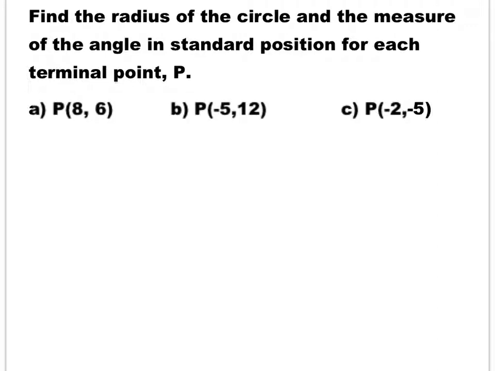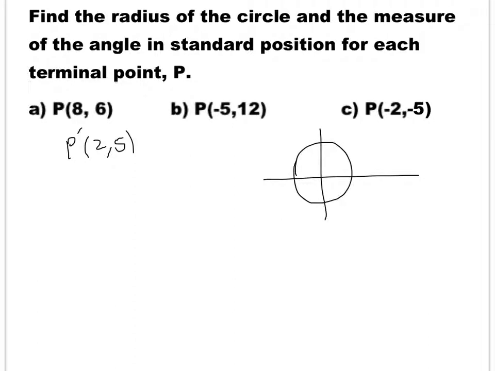So let's do the last one, which is (-2, -5). I said whenever you get a point, if they have the sign for x and y, just drop the sign. So let's say we are going to deal with the point P prime, which is (2, 5). Again, this is my circle. Point (2, 5) is going to be somewhere, let's say here. This is P prime, which is (2, 5).